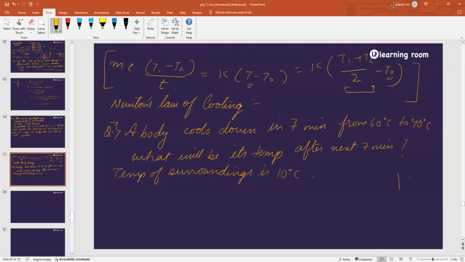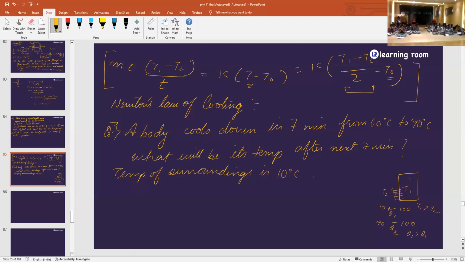So what happens there? For example, if you have taken a body at temperature T1 and the surrounding temperature is T2, and T1 is greater than T2, how much heat will transfer from the hotter body to the colder body depends on the temperature difference. If the difference is greater, for example 100 degrees Celsius and 10 degrees Celsius, versus 100 degrees Celsius and 90 degrees Celsius, here more heat will flow and here less heat will flow. Q1 is greater than Q2. This is Newton's law of cooling.